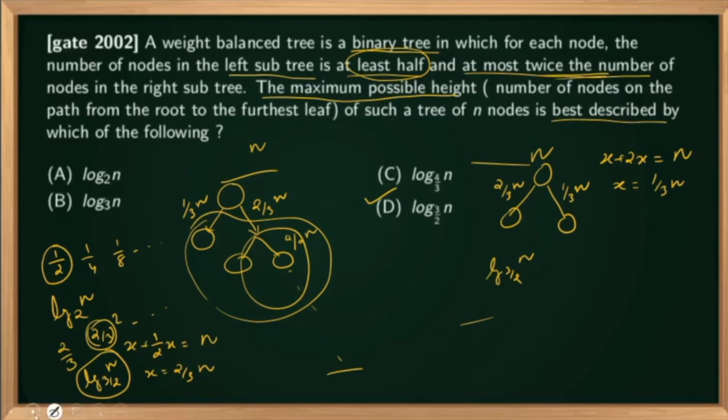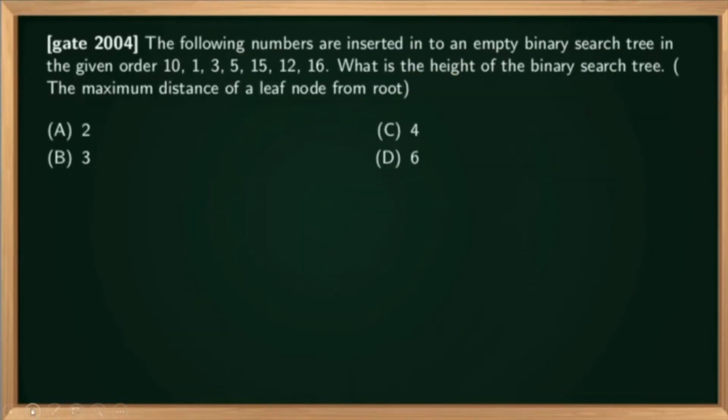So let me move to the next slide. I have to do it very fast. Okay, 1 minute time. Now listen here. This is the binary search tree we need to construct using this sequence. So the first node will be 10. The next one will go left, that is 1. 3 will be right side of 1. 5 will be right side of 3. 15 will be right side of 10. 12 will be left side of 15. And 16 will be like this.